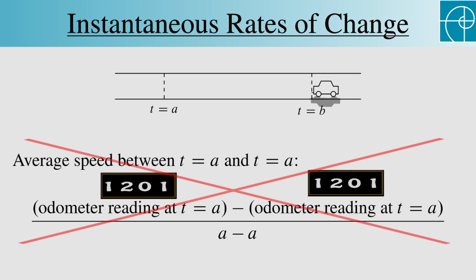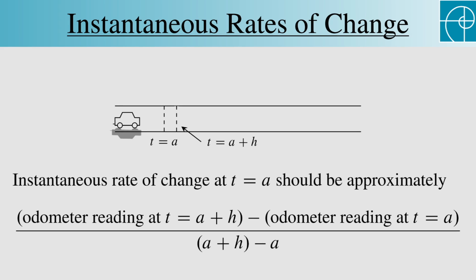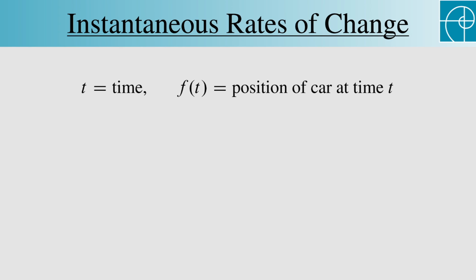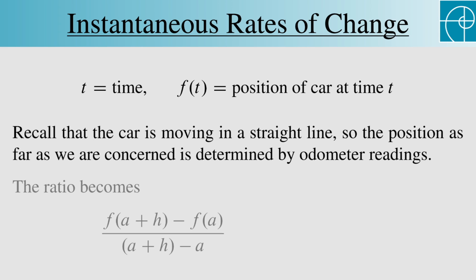As we saw already, we can't plug A into both places in the ratio, but we can take some really small number h and replace B with A plus h. We get a reasonable approximation of the instantaneous rate of change with the resulting ratio. Let's say that f of t is the position of the car at time t. And remember that we're assuming that the car is moving in a straight line, so the position can be determined by odometer readings. The ratio becomes this, and we can simplify the denominator to h.